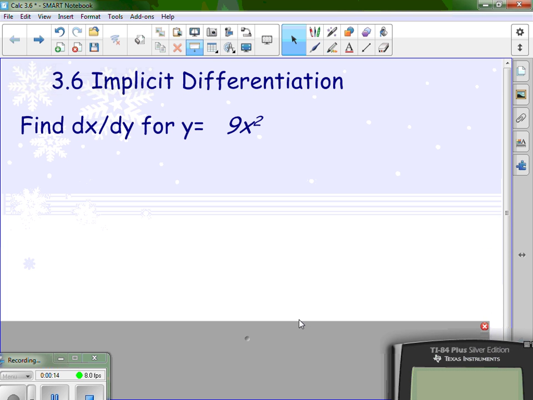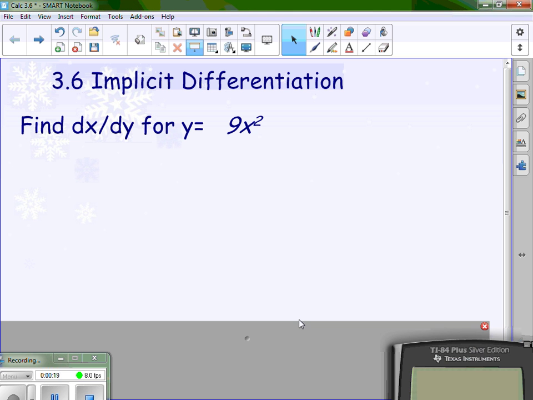First thing, just a quick refresher. Find dy/dx for y equals 9x squared. Ready, set, done. What does dy/dx stand for? It's the first derivative with respect to x. So what do you get? 18x. You guys are so used to using y prime, so y prime is 18x. Easy enough. Do you want to use this notation or stick with the y primes?